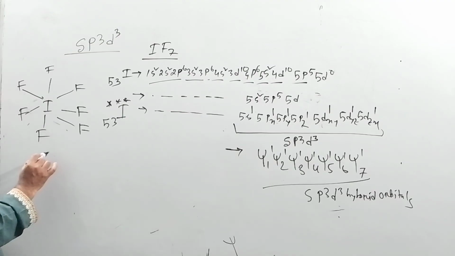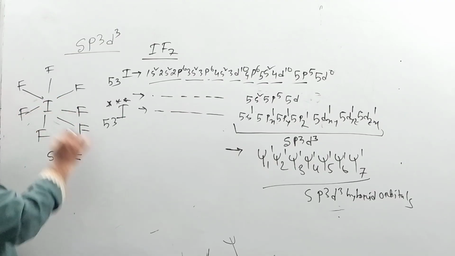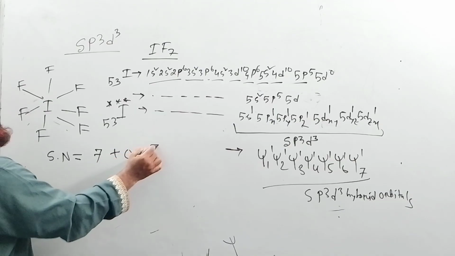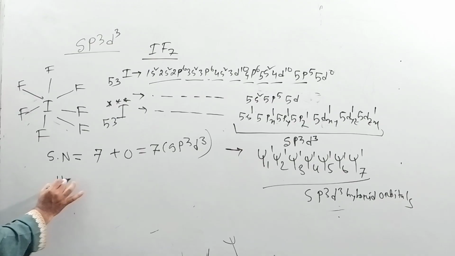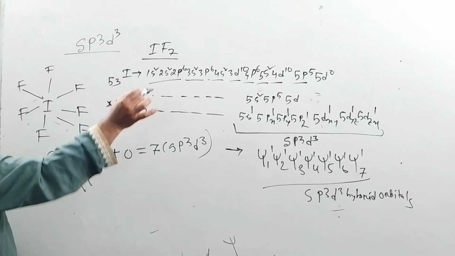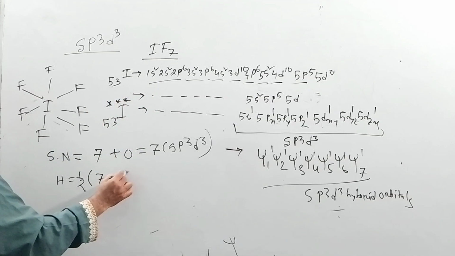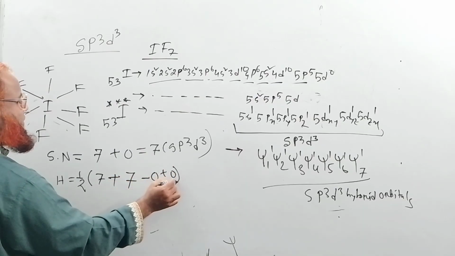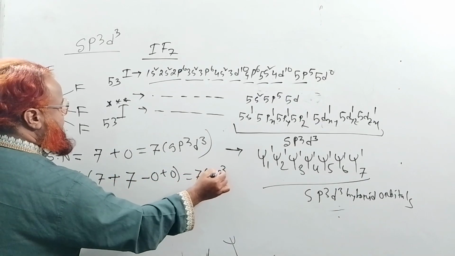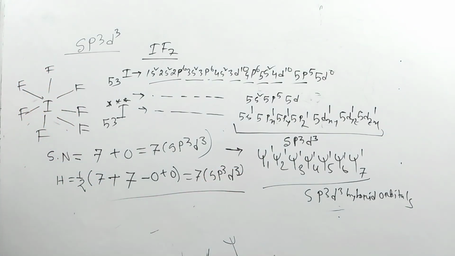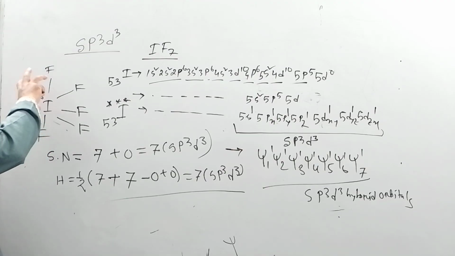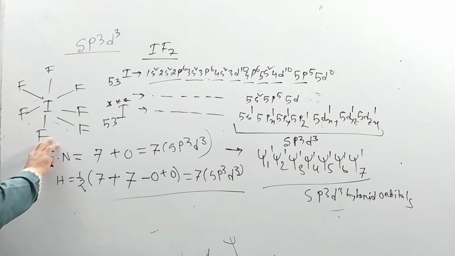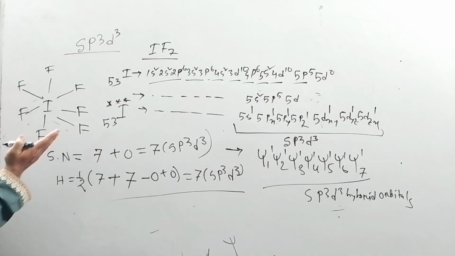Now, if we find out the steric number, sigma bond is 7 and 0 lone pair, 7 is what, sp3d3. Now, if we use the other formula, H equal to valence electron is what, 7, number of monovalent atom is what, 7, minus 0 plus 0, that is again 7, means sp3d3. So, it is confirmed that in this molecule sp3d3 hybridization is present. Look at my dear students, from this structure we can find out the type of hybridization. In IF7 iodine heptafluoride is sp3d3 hybridization.